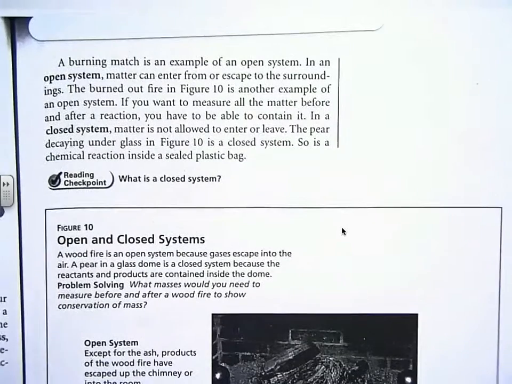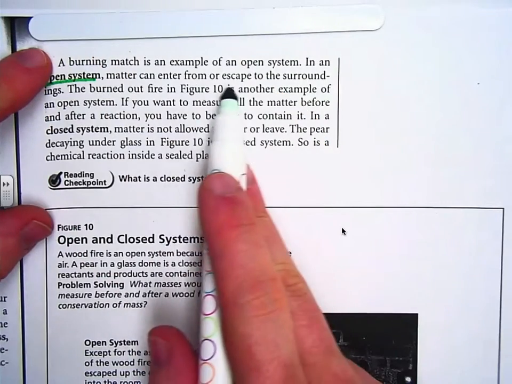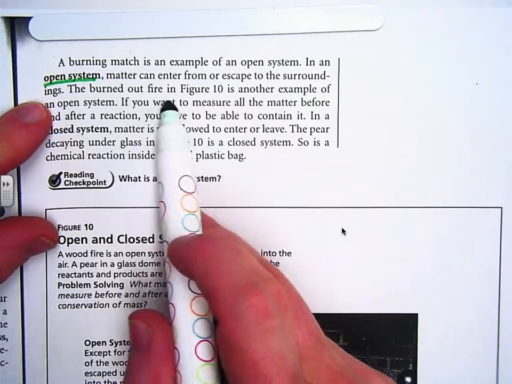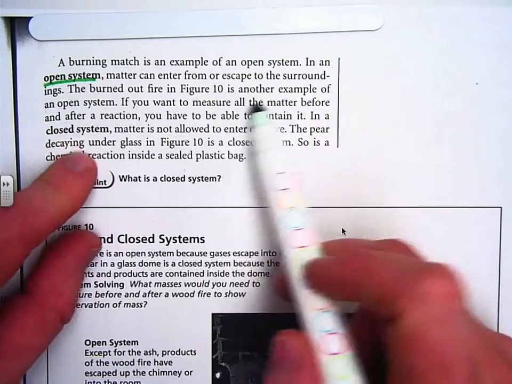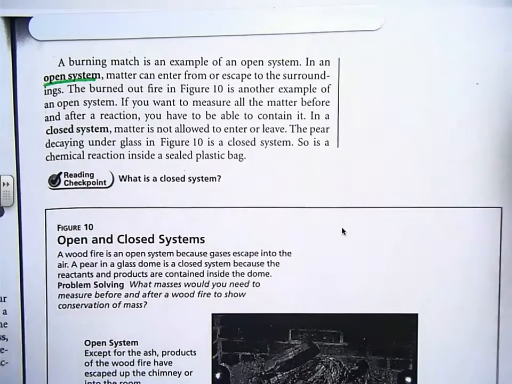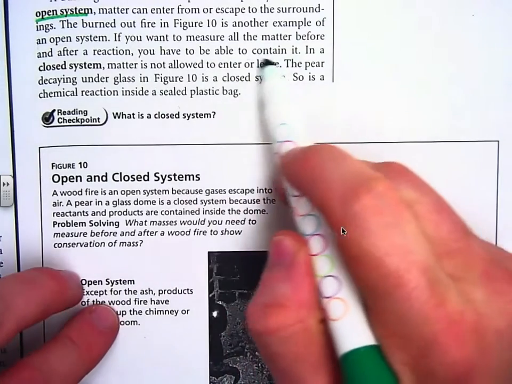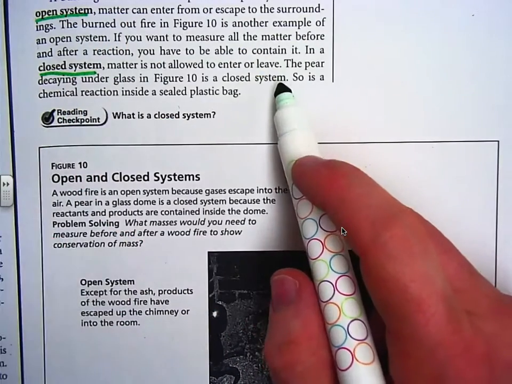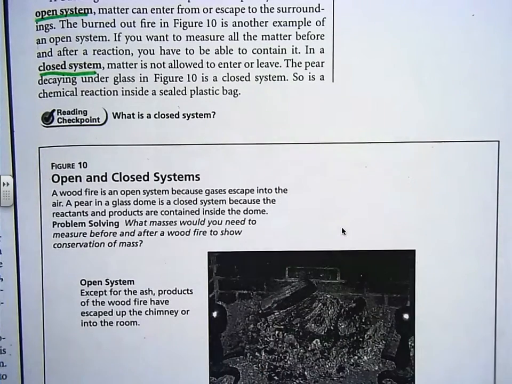All right. A burning match is an example of an open system. In an open system, vocab word, matter can enter from or escape to the surroundings. The burned out fire in figure 10, down here, is another example of an open system. If you want to measure all the matter before and after the reaction, you have to be able to contain it. Another vocab word, closed system: matter is not allowed to enter or leave. The pear decaying under the glass in figure 10 is a closed system.